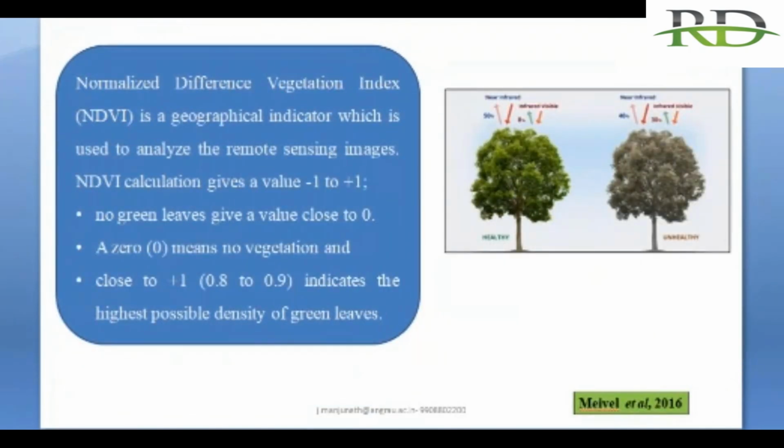Just like you can see, a plant with a green nature has an NDVI index very close to 1, that is 0.8 to 0.9, which indicates high vegetation, the green color. If it is 0, it means no vegetation. That is a major differentiation we can observe by using multispectral drones.